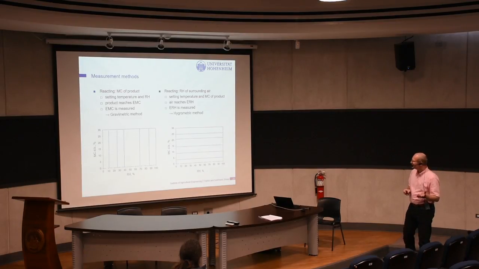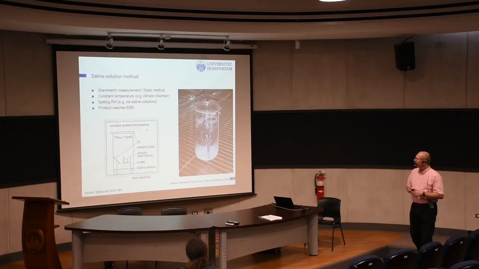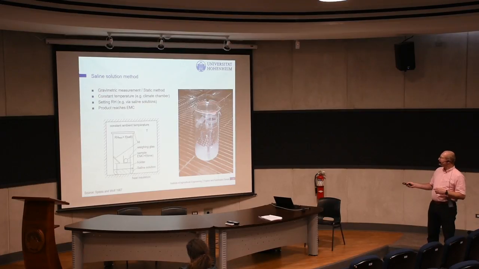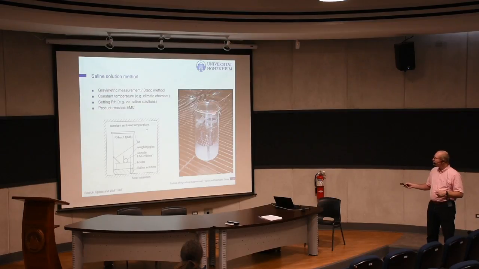ancient method and still used. It's done like this. There are vessels here, and here are different salt dilutions. And according to the kind of salt you use, you have a certain relative humidity above this saturated salt dilution. You keep this in a climate chamber. You see this here, the box of a climate chamber, keeping at 20 degrees.